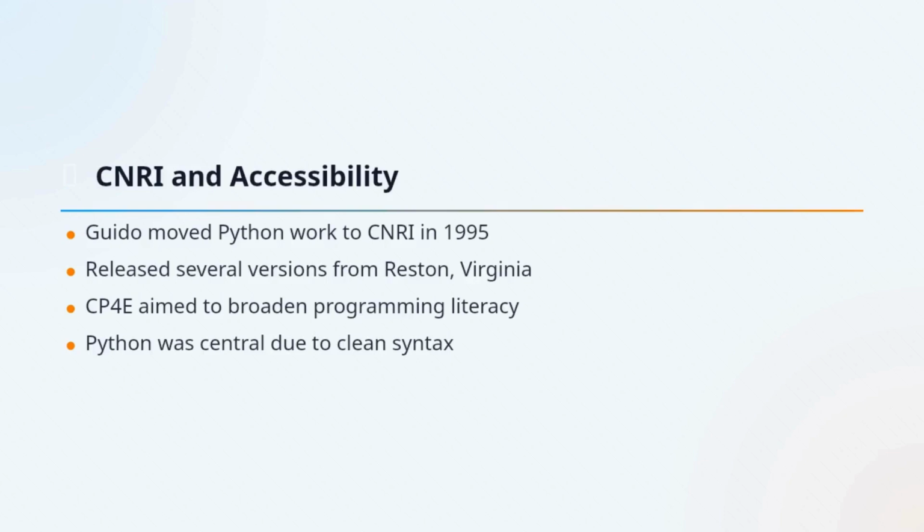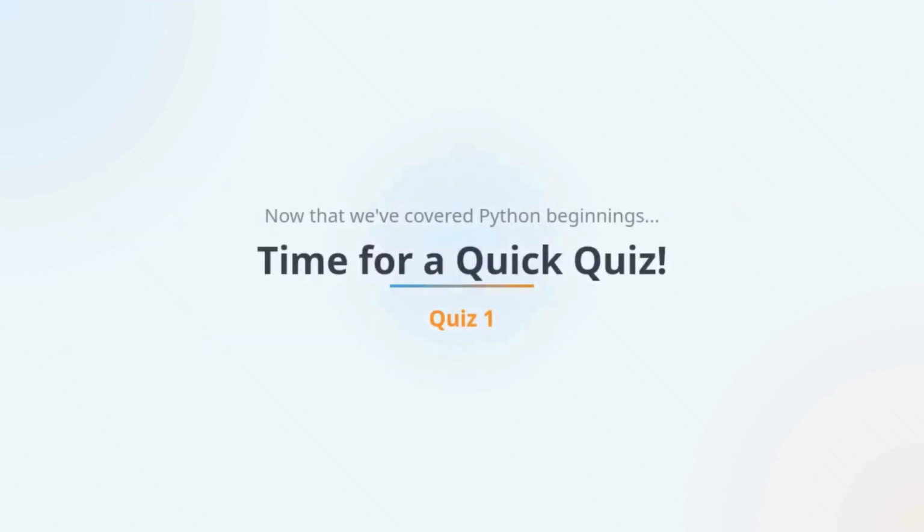The idea was to make programming more widely accessible, just like basic literacy and maths. Python fit that goal very well because its syntax was already simple and readable. So that covers the early growth of Python and how its first identity was shaped. Now that we've covered Python beginnings, let's test what we've learned so far.